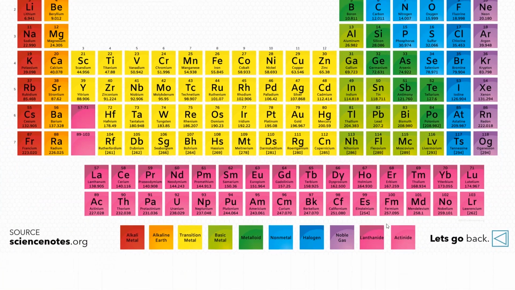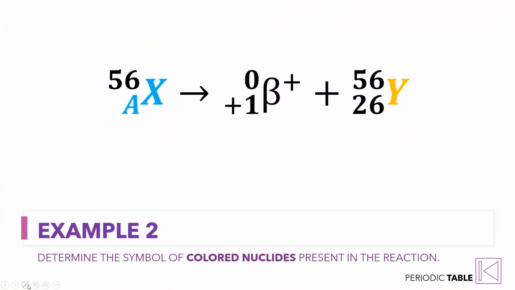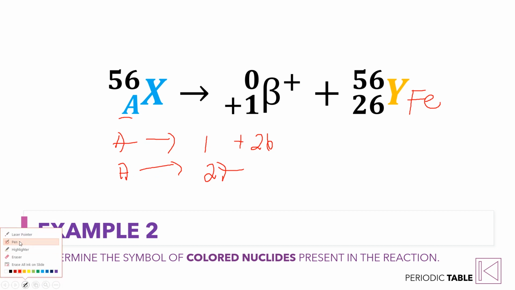So let's say that this one is iron, Fe. Okay, so next we need to solve for the A here to get the X. So it's 1 plus 26. Simple math. 1 plus 26 is 27. So we are looking at the element with an atomic number of 27.